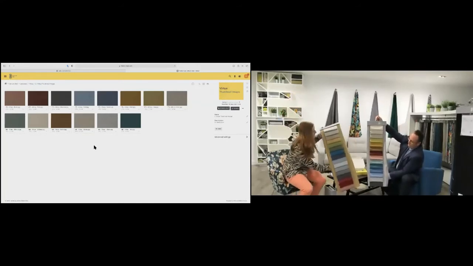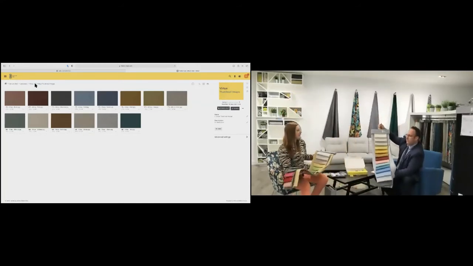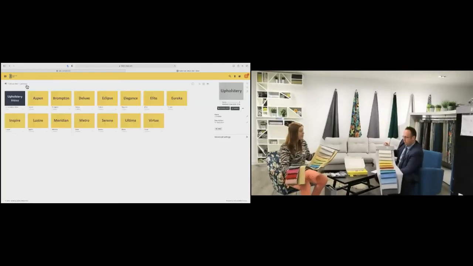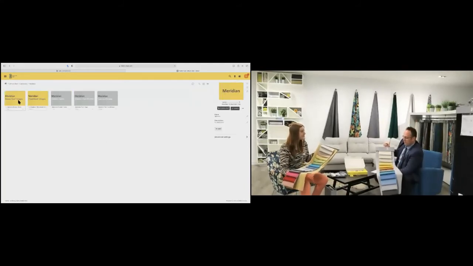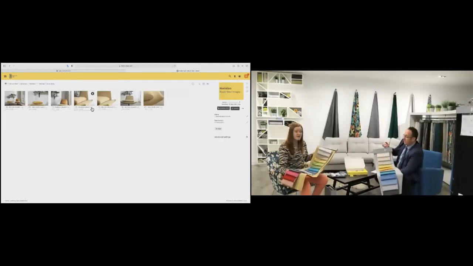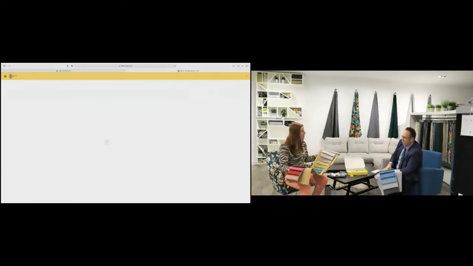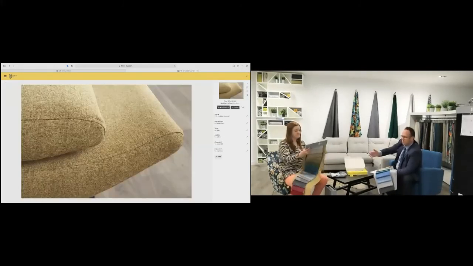Absolutely. But I can imagine these in any setting. I can imagine this in a corporate setting, even on office chairs. 100%. You could see it in a lobby. You could see it in a care home. There's really nowhere that these wouldn't go. More recently, I think we've done divan bases in these. We've done headboards in Virtue. We've done chairs. So it's a very universal upholstery fabric.